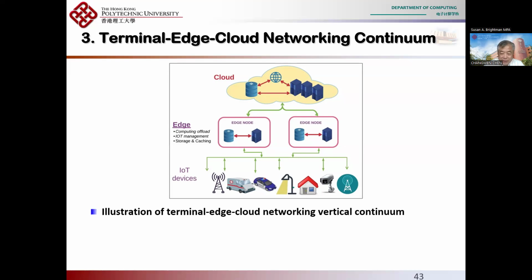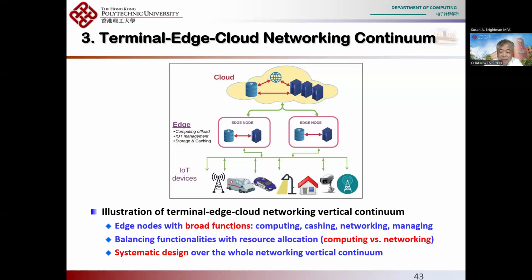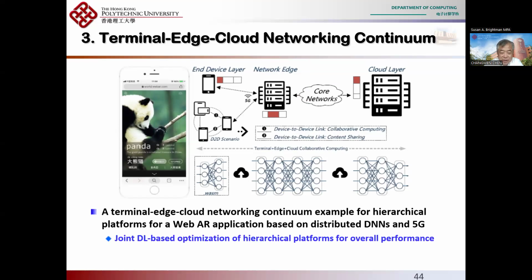In this case, we illustrate the edge node with broad functions: computing, caching, networking, managing, and so on. Essentially it is balancing the functionality with resource allocation, computing versus networking, or also versus the caching part. Can we temporarily store it somewhere? So you can see the systematic design over the whole networking vertical continuum.